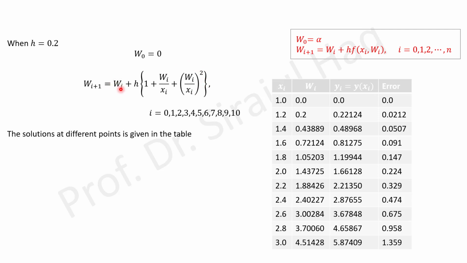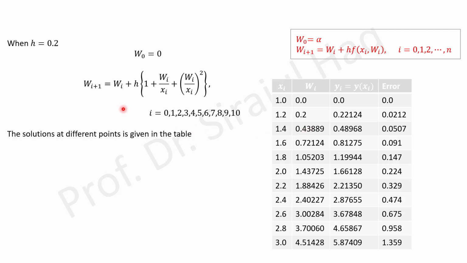This is 0. h is 0.2. 0.2 multiplied by 1 is 0.2. So you can see that this is the solution. This column in the table corresponds to the solution, and I wrote the numbers up to 5 decimal places.